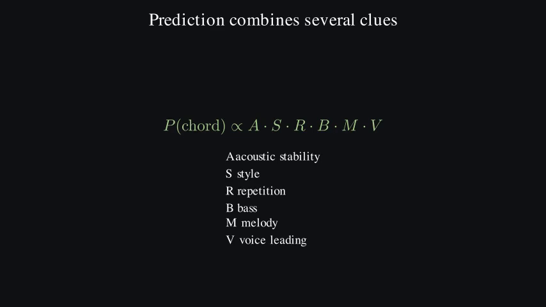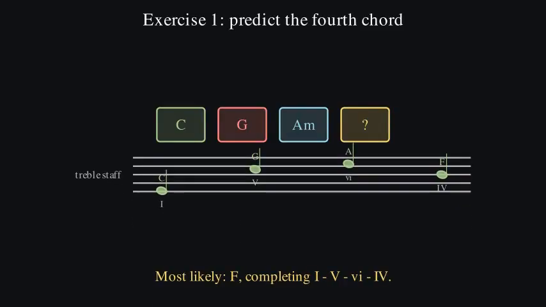Exercise 1. Suppose you hear C, then G, then A minor, and you need the fourth chord. In C major, that is 1, 5, 6 minor, and the most common completion is 4. F. Try it on guitar. Try it on piano. Then sing A to C above the F chord, and notice how stable it feels.